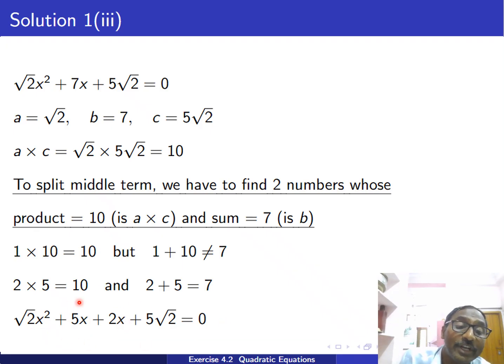So splitting the middle term 7x, how have I written this 7x? I have written it as 5x plus 2x, because 2 into 5 gives 10, and 2 plus 5 equals 7. I have selected two numbers, 2 and 5, whose product is 10 and whose sum is 7. So I can split the middle term by using this 5x plus 2x.